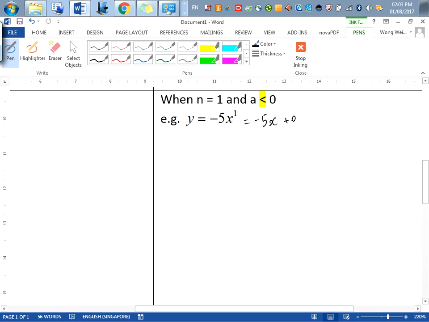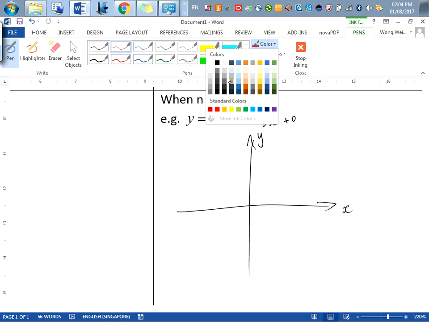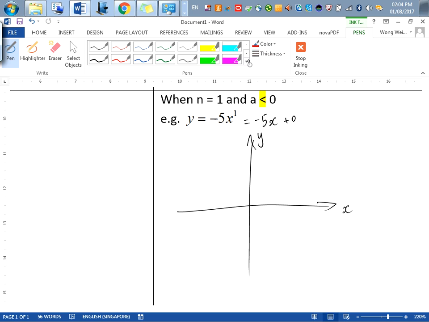So what is the gradient? Negative 5. How is it sloping? Okay, what is the y-intercept? Good. So with all this information, we can draw it already. Label your axis, x and y. And a line sloping downwards, passing through 0. y equals negative 5x. One straight line, I am obviously not using a ruler.